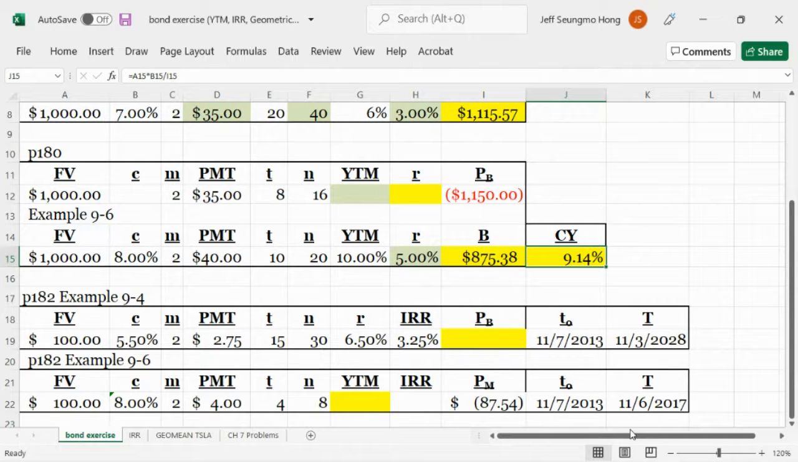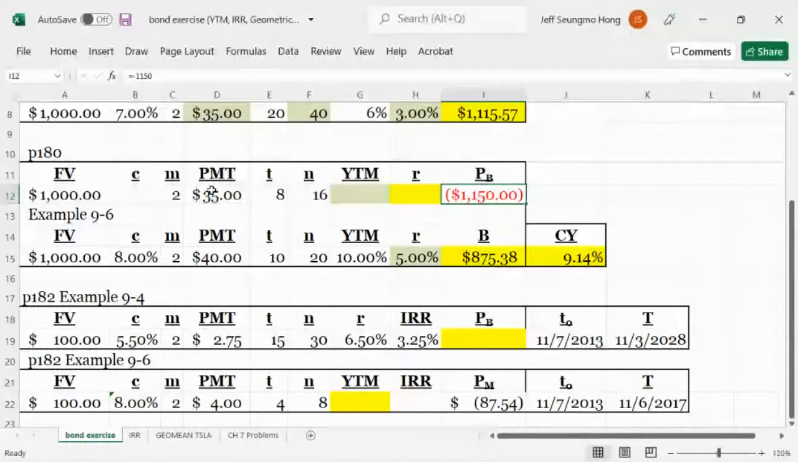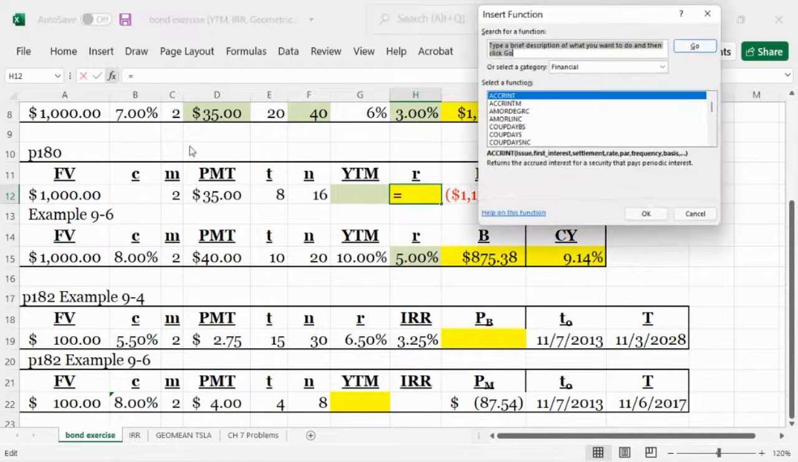Now we're out of time, the class is already at 51, but let's just do this. In this example, this is the selling price, the current market price. Market price is given. Everything else is given: payment, time, all given. So then, we need to find yield to maturity. We'll need to find the half-year rate first. We use the rate function.